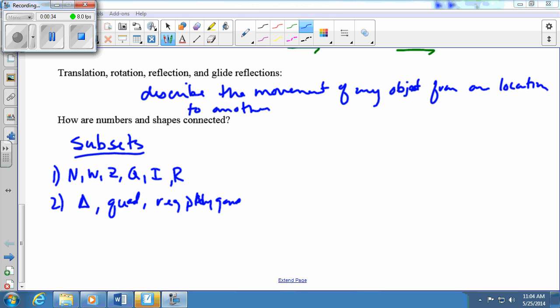Then we looked at decomposition of numbers. We took something like 36 and wrote it as 30 plus 6. Well, we can do the same with shapes. We had polygons, and we broke these polygons into triangles, so we decomposed them into triangles.